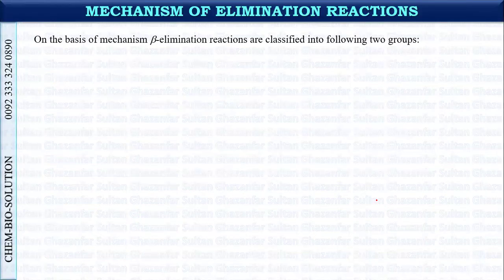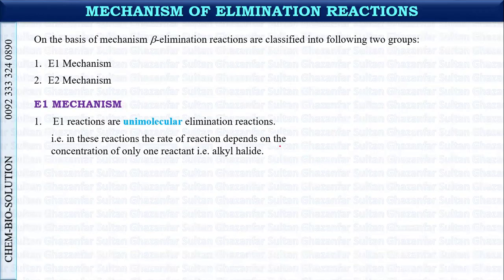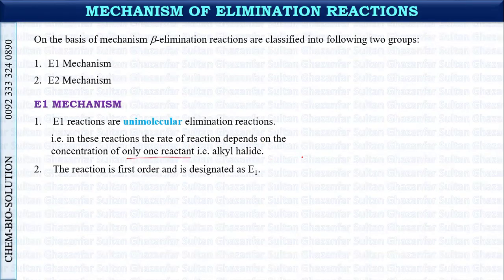On the basis of mechanism, beta elimination reactions are classified into two types. One is the E1 mechanism and another one is the E2 mechanism. It is just like the SN1 and SN2 as you have seen. So E1 mechanism is the unimolecular elimination reaction. Why is it unimolecular? Because in these reactions, the rate of reaction depends on the concentration of only one reactant, that is the alkyl halide. The reaction is first order kinetics and designated as E1.